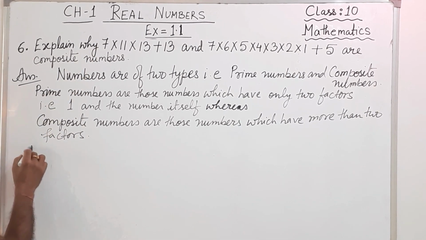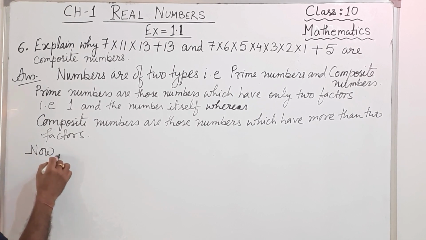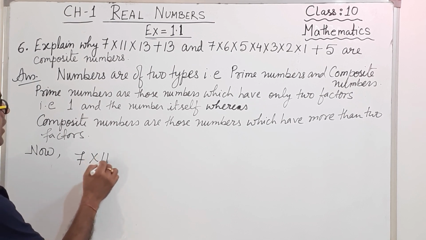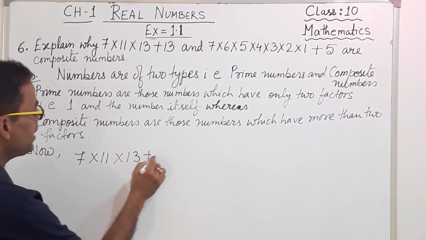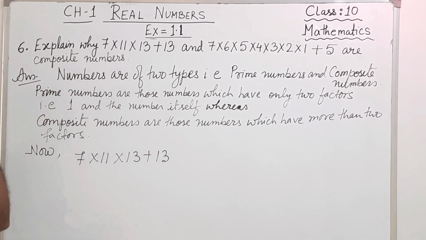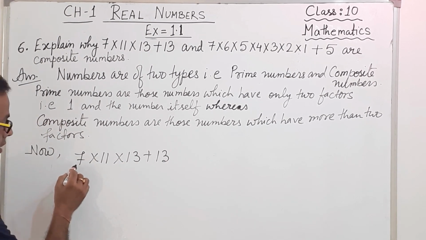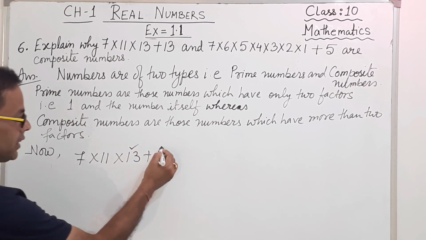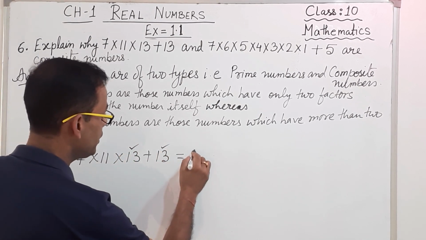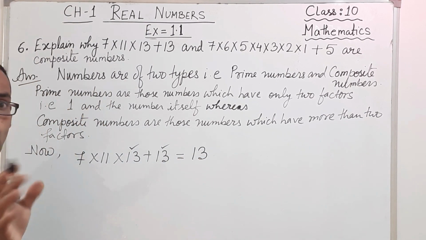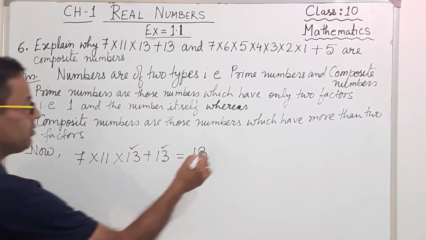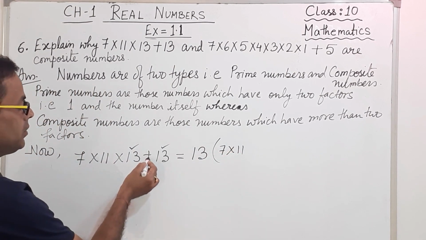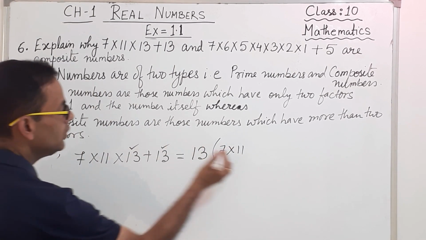Now, what is the number here? 7 into 11 into 13 plus 13. So what can we do here? You can see all these are multiplication, then plus, then 13. So here 13 is also there, here 13 is also there. So we can take 13 common. Now what is left? 7 into 11. Can you see? Then 13 is already gone, so we will not write it.